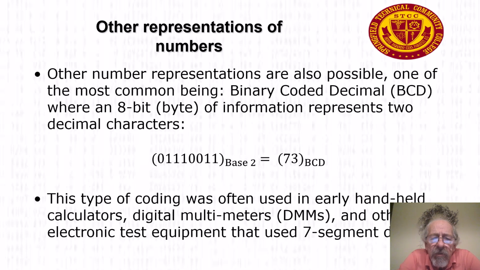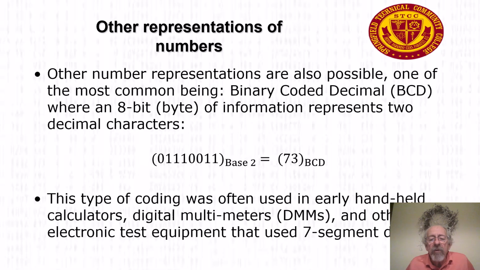Other number representations are also possible, one of the most common being binary coded decimal, or what we call BCD. BCD has an 8-bit byte of information which represents 2 decimal characters. So here we have a number base 2 in parentheses on the left, 01110011. The first 4 equal 7, and the last 4 equal 3, or 73 BCD. So the number 01110011 in base 2 can be represented as 73 in binary coded decimal.